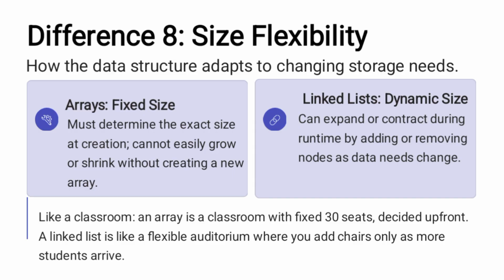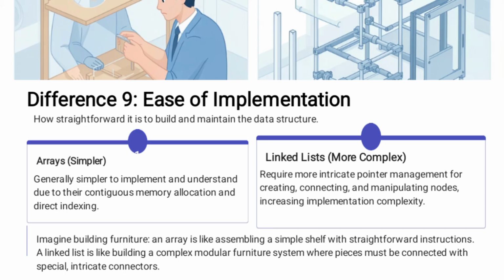Next is size flexibility. As we know, arrays are fixed in size and cannot easily grow or shrink. Whereas a linked list is dynamic in size and can add or remove elements at runtime. Next is ease of implementation. Arrays are simpler and easy to understand, whereas linked lists are more complex as compared to arrays, as we also need to handle pointers in a linked list.